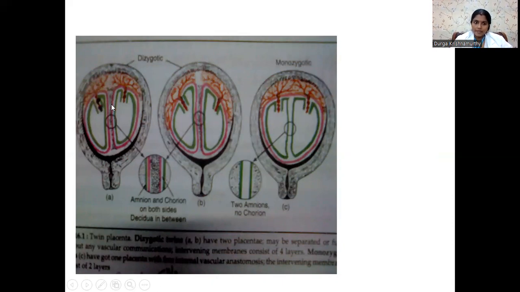So what happens? Placental tissue goes inside. So here the thickness will be greater than 2 mm, as we see in the ultrasound picture. So this is amnion and chorion on both sides and decidua in between.